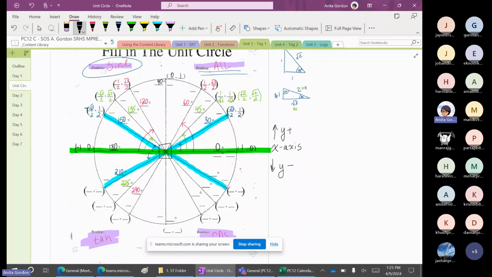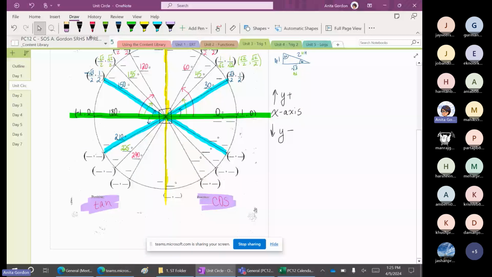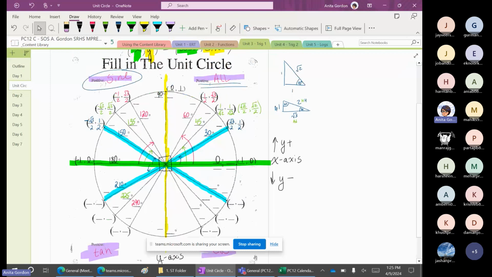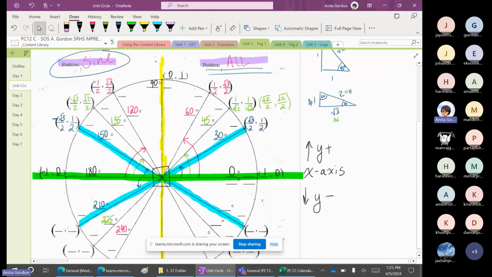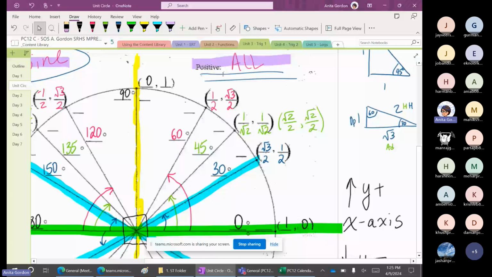Likewise, this is the y-axis. If this is the y-axis, that means all x values to the right are positive and all x values to the left are negative. Sorry, cosine is negative in quadrants 2 and 3, because cosine is our x values, and positive in quadrants 1 and 4. But if you know how to get these basic angles, what are the coordinates? 0 starts at 1.